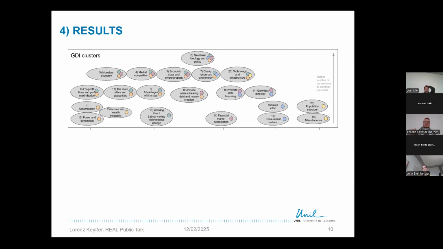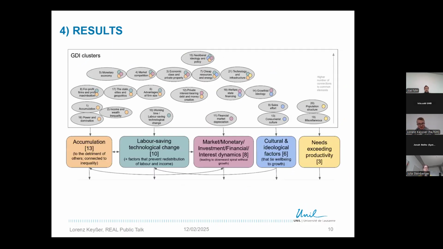The higher is the number of connections to these 5 common elements. For instance, we have 13 clusters that claim to cause accumulation, which under a situation of economic stagnation comes to the detriment of others. If some group accumulates, some others need to lose. And this is connected to inequality.